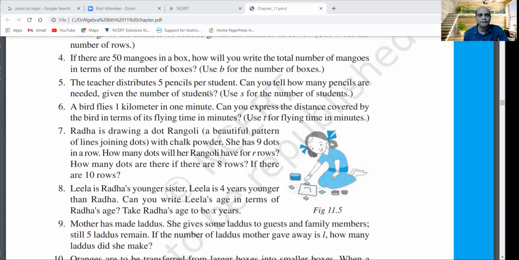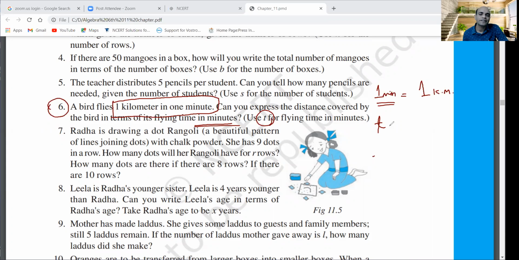Now let's go to number 6. Question number 6 says a very important thing. A bird flies 1 kilometer in a minute. Understand, 1 kilometer in 1 minute. So if you give 1 minute to a bird, it can fly up to 1 kilometer. Do you understand? Now, can you express the distance covered by the bird in terms of its flying time in minutes? Use t for time. So you can take small t to represent time.